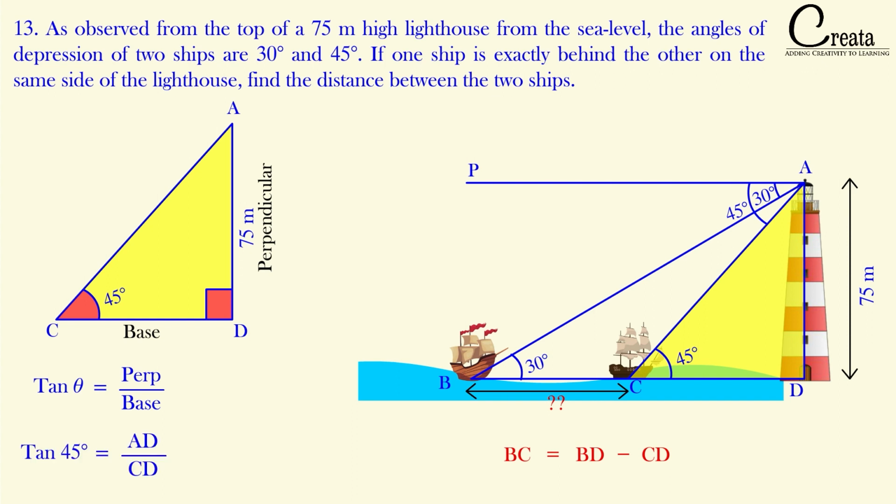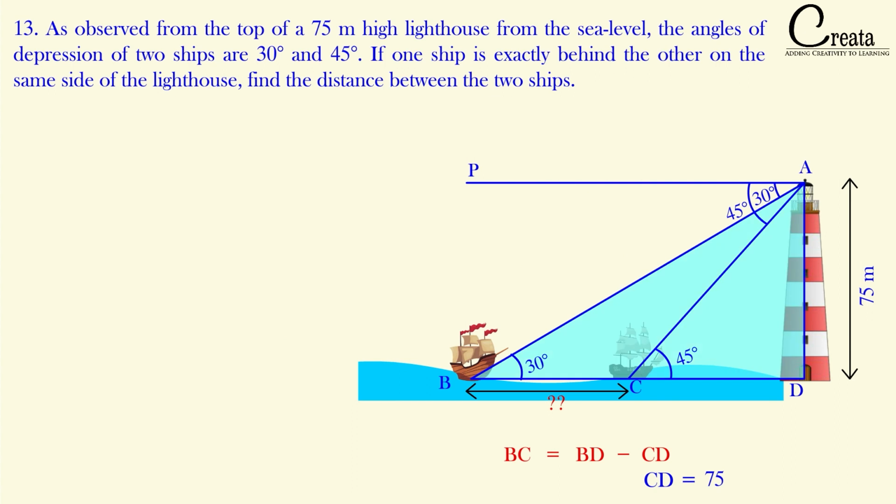So tan 45 is equal to AD upon CD. AD is given as 75 meters and the value of tan 45 degrees we know is 1. So we got CD as equal to 75 meters. Got it? We got CD, the base of this triangle, the one component.